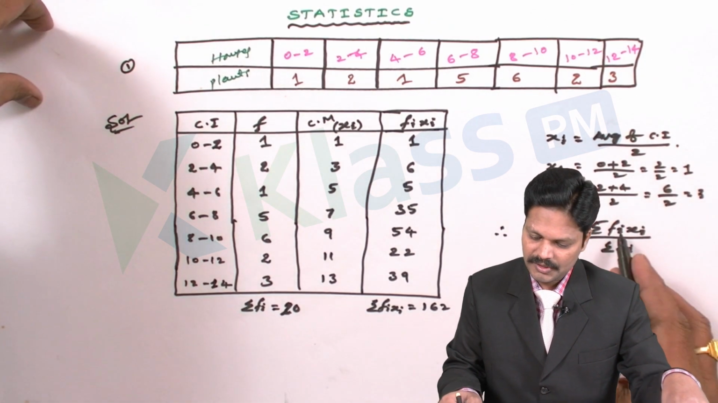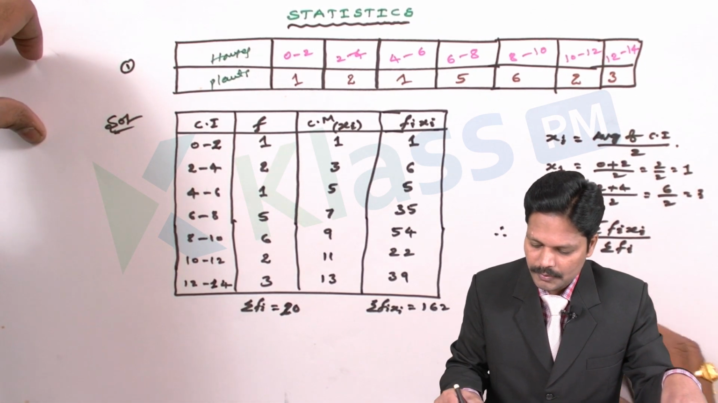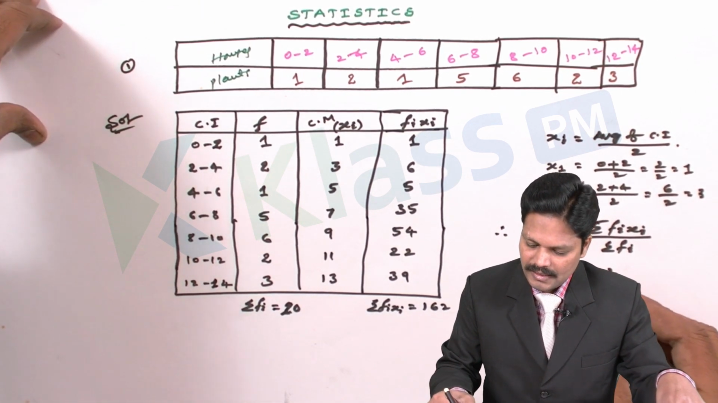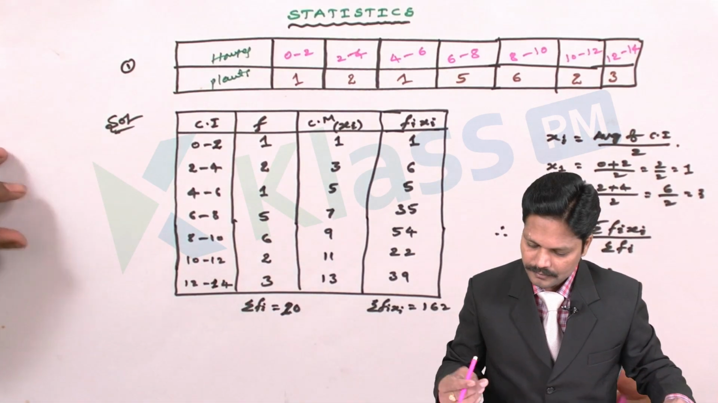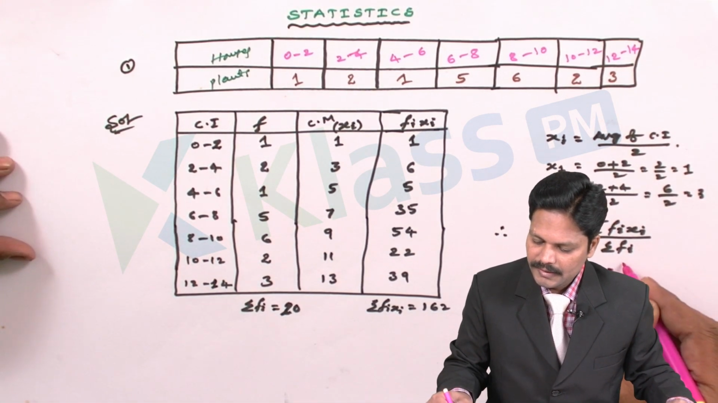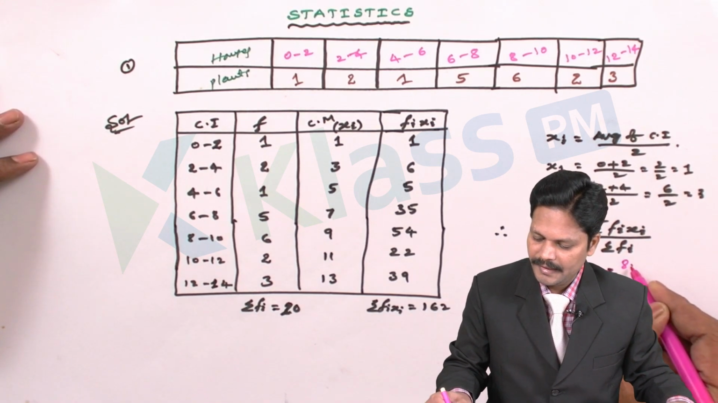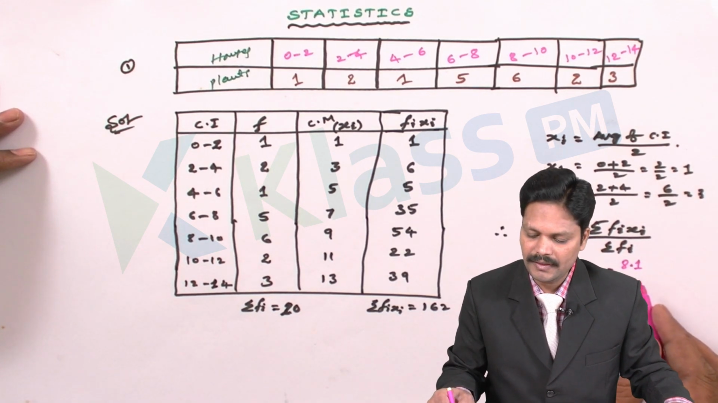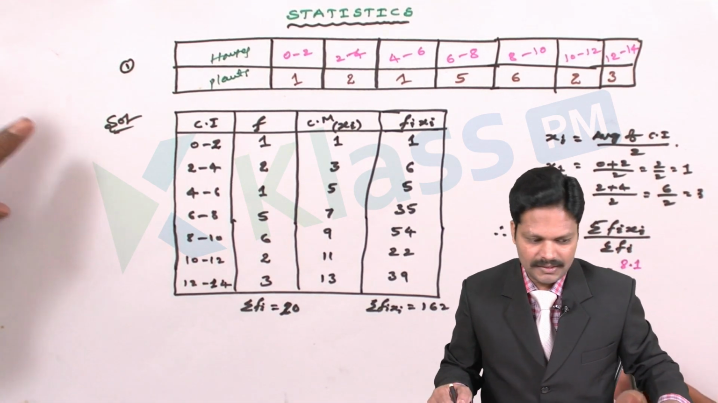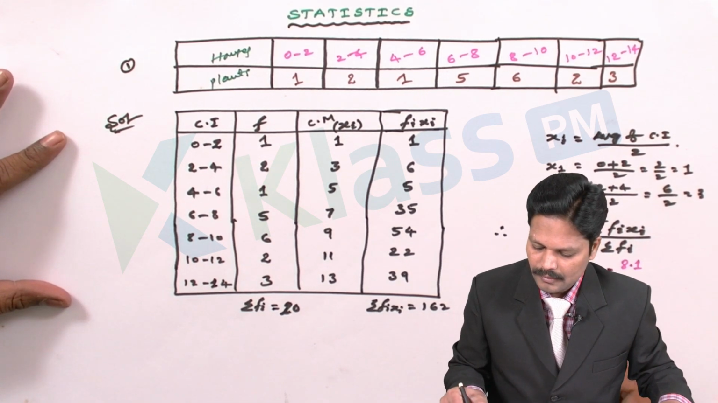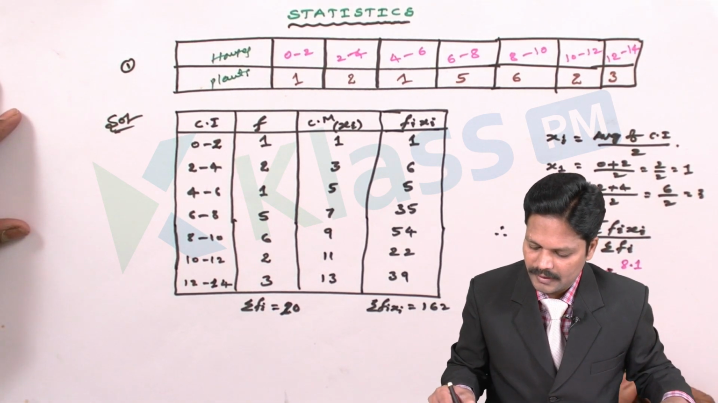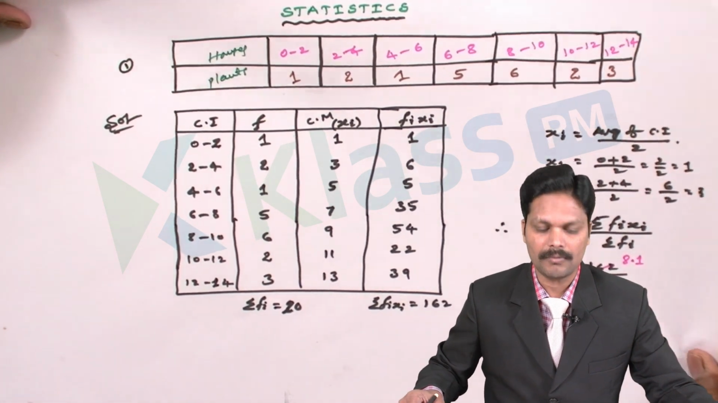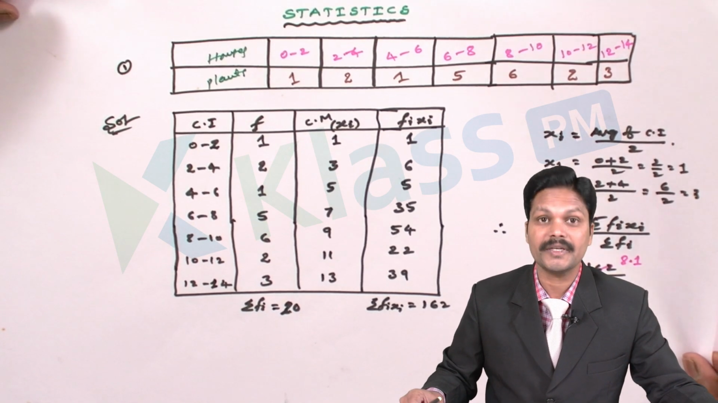So here summation fi xi is 162, and summation fi is 20. By cancellation we get: 20 ones are 20, 20 8s are 160, then we put the point, then 20 ones are 20. So in this manner we calculate, and the mean of the data is 8.1. So in this process we need to get the solution. This is one of the problems using the tabular formation to get the mean.